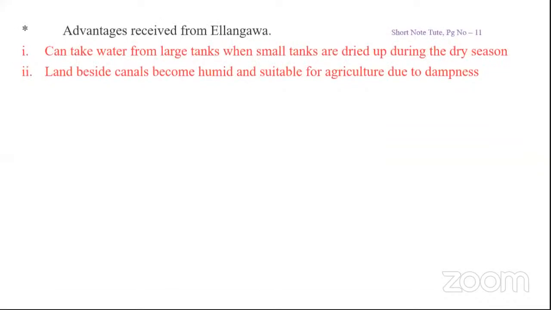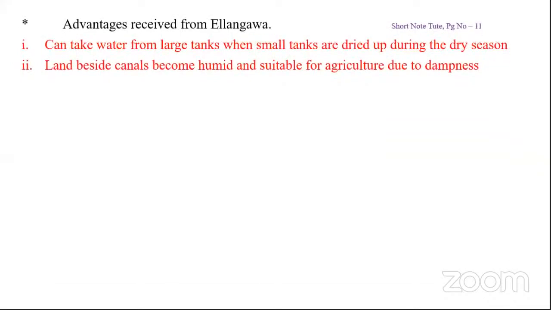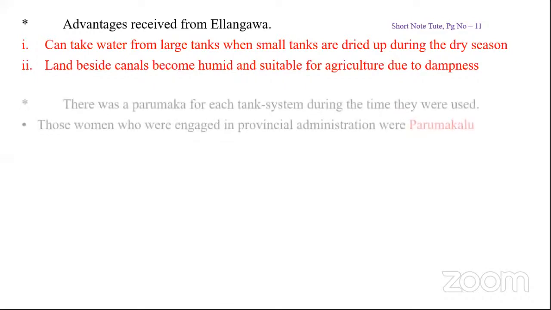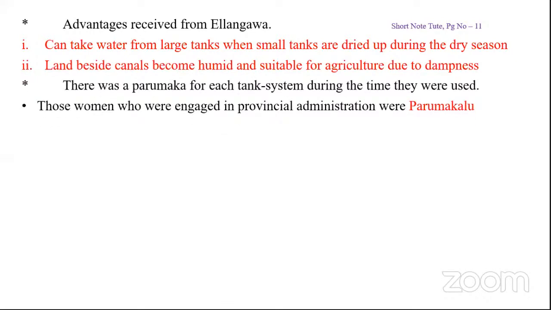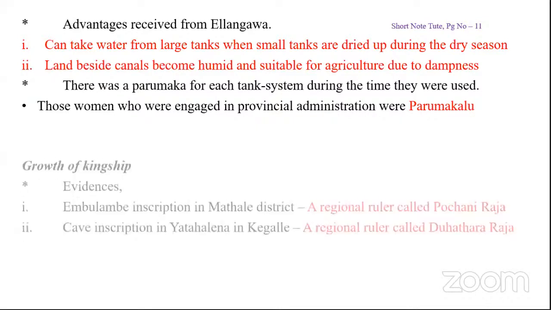Advantages received from the Elangava cascade of tanks: water could be taken from large tanks when the small tanks dried up during the dry season, and land beside the canals became humid and suitable for agriculture due to dampness. There was a Paramaka for each tank system. Out of all the village leaders, one person became the leader of this tank system, and he was known as Paramaka. Even women who did this provincial administration were known as Paramakalu.